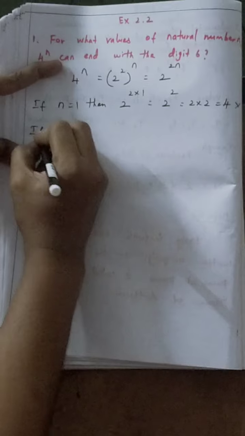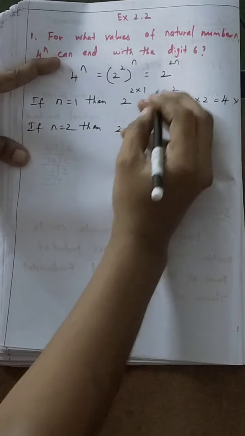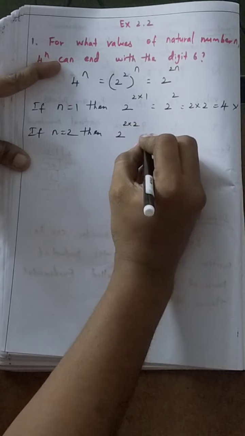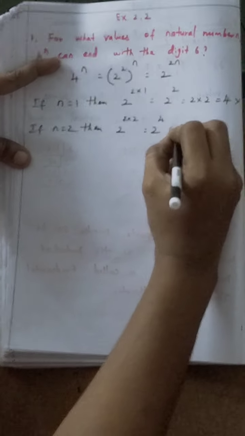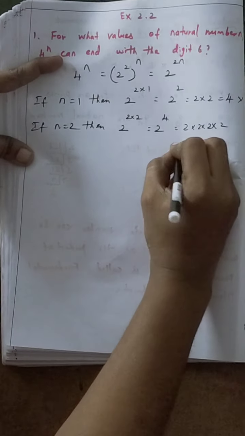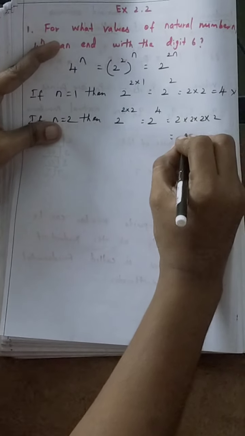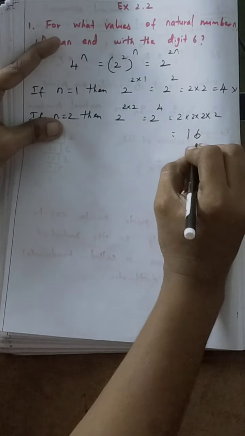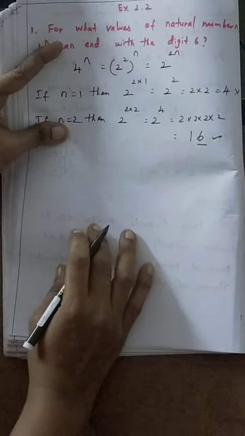Next, the second value: if n equals 2, then 2 power 2 into 2 equals 2 power 4. The base 2 is multiplied 4 times: 2 into 2 into 2 into 2. What's the answer? 2 twos are 4, 4 twos are 8, 8 twos are 16. What is the units digit? The units digit is 6 only. So this value is possible.